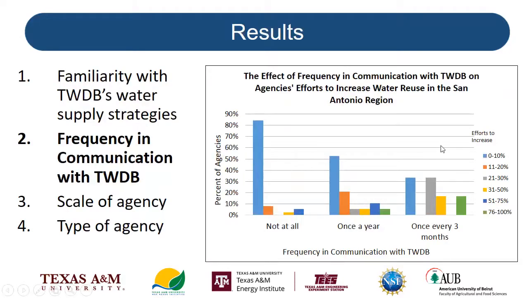And so the key findings was I looked at 4 main factors. One was how familiar these agencies were with the State Planning Board. TWDB is the Texas Water Development Board, and how familiar were they with the strategies of water reuse. The second one was frequency and communication with Texas Water Development Board. Do you communicate with them once a week, once a month? Never was an answer. Then scale of agency and also the type of agency. Scale included local, regional, and state, and type included private, utility, river authority, state planning, research extension, and groundwater.